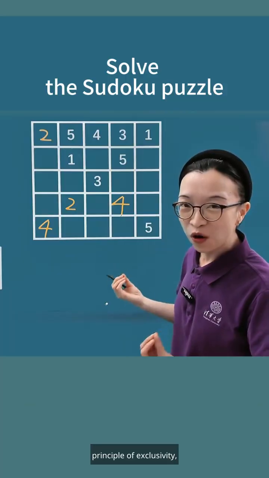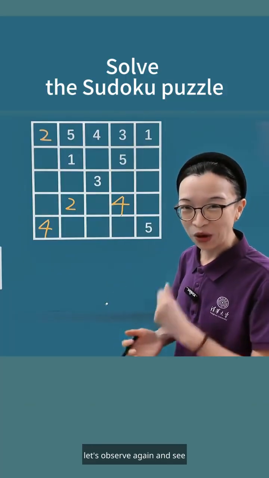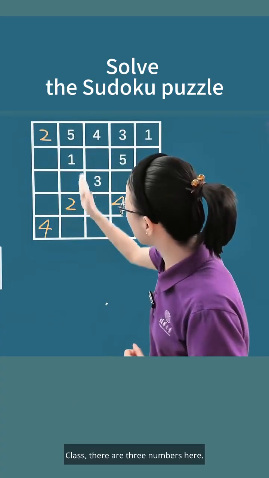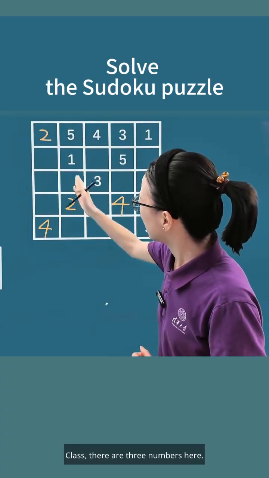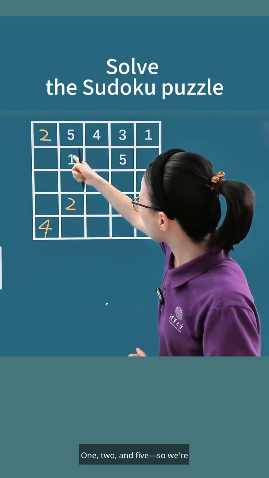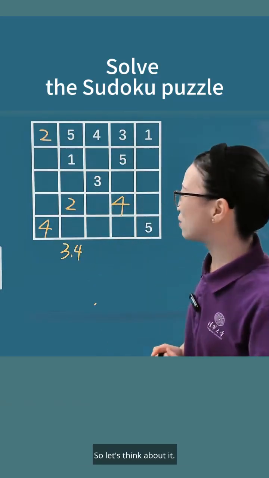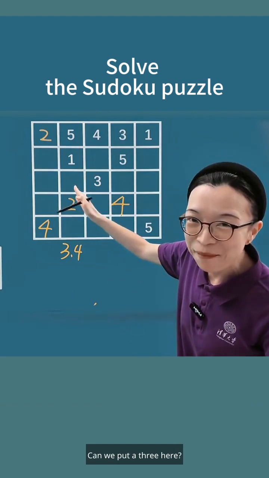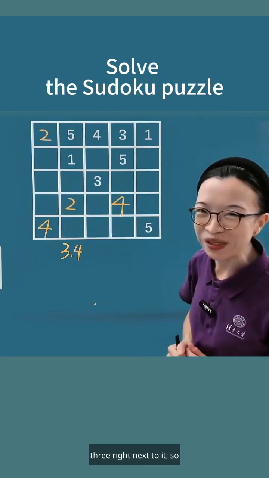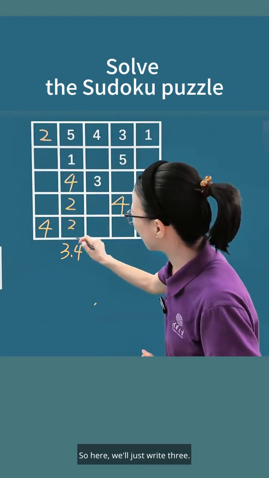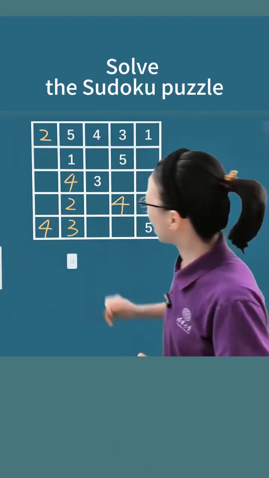Since we're using the principle of exclusivity, let's observe again and see where else there's a lot of information. Let's take a look at this column. Class, there are 3 numbers here. Which 2 numbers are missing? 1, 2, and 5. So we're missing 3 and 4, right? So let's think about it. Can we put a 3 here? No, because there's already a 3 right next to it. So this spot can only be a 4. So here, we'll just write 3. Done.